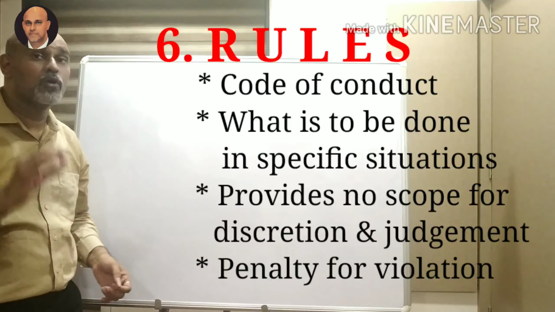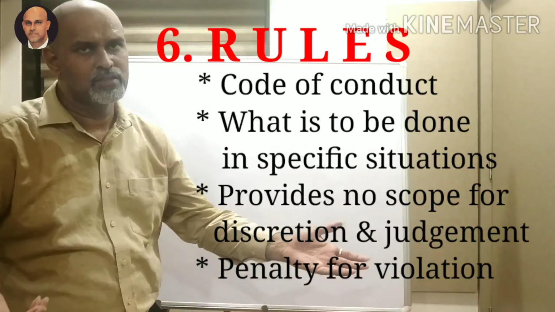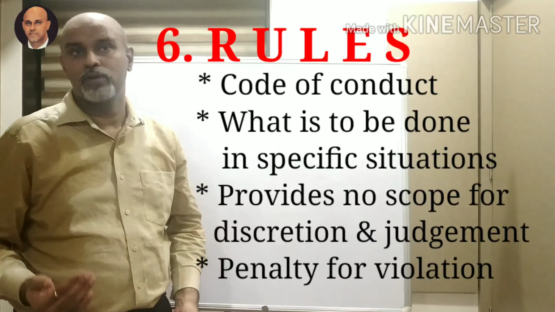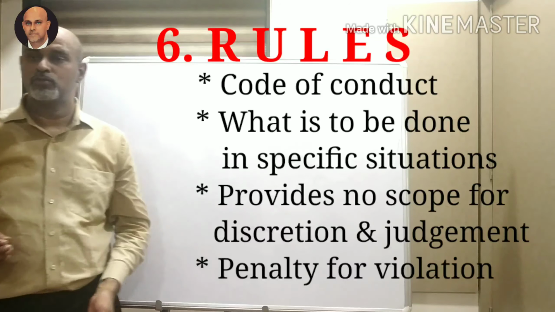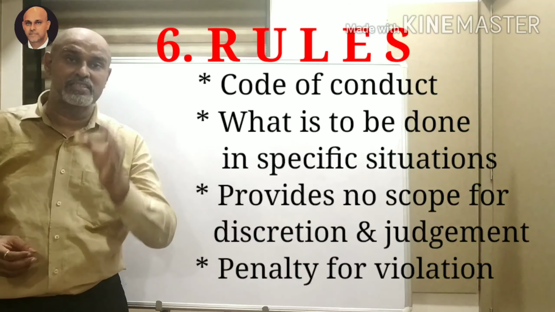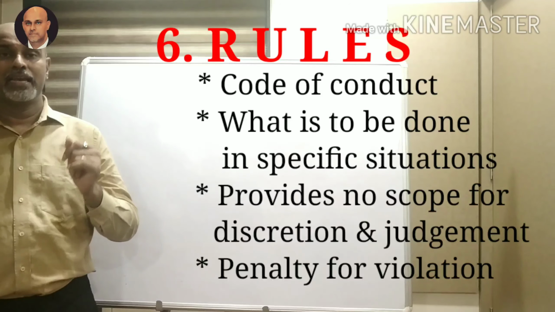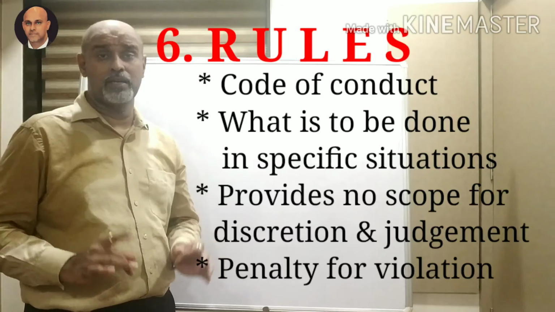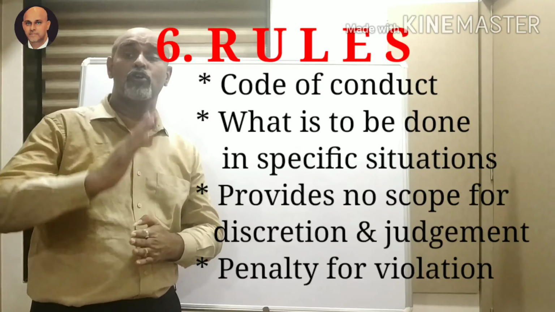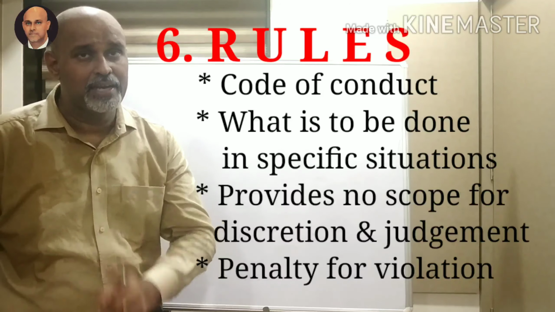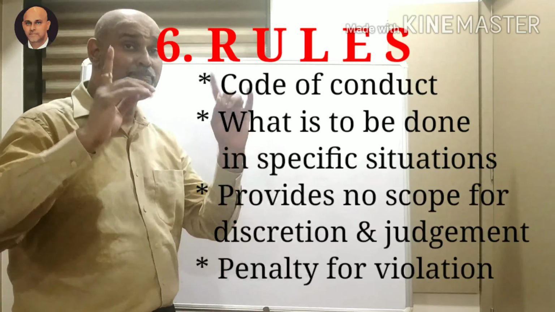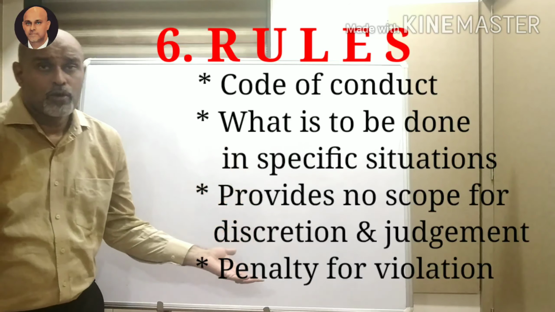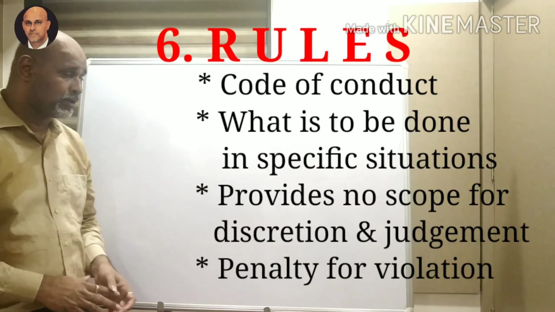So what is a rule? A rule is a code of conduct. We all know in school, sometimes or other, if you don't do the right thing, you're going to get penalized in some way or the other. So what has to be done in specific situations? These are the rules which are laid down, and they provide no scope for any discretion or judgment. It is to be followed by all, and if you err in doing it, you will be penalized. There is a penalty for violation of this. So there is no smoking or no outside eatables, which I gave you as an example.